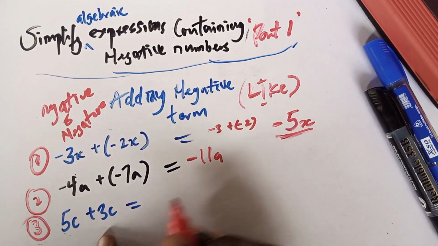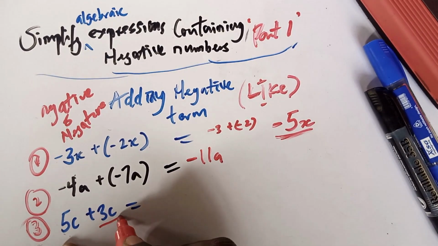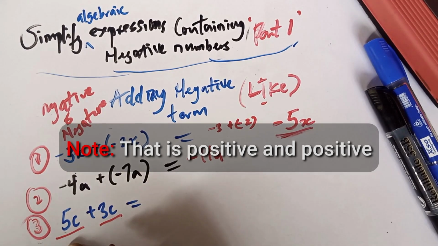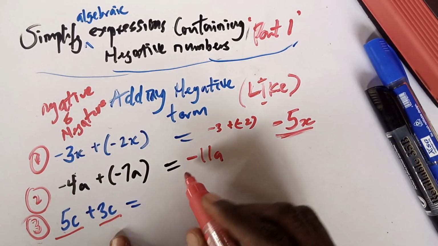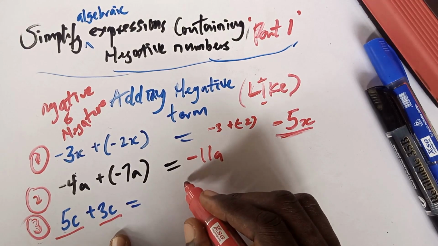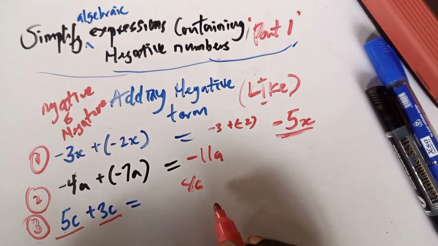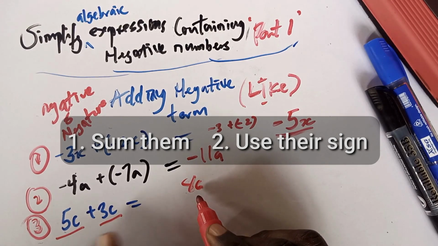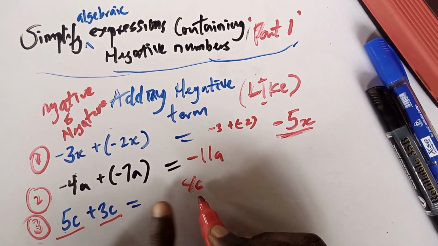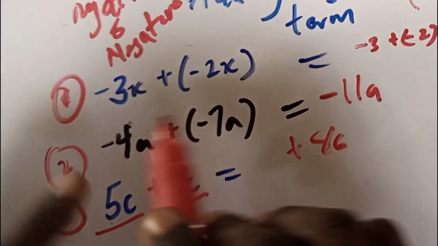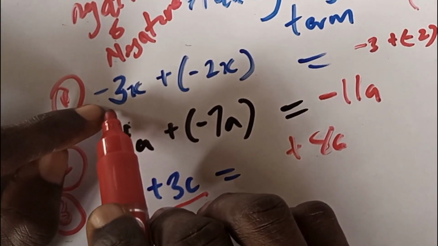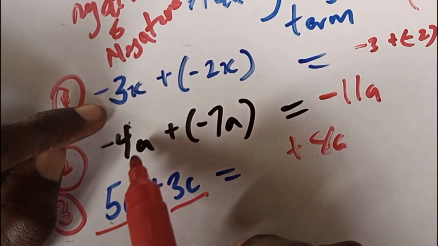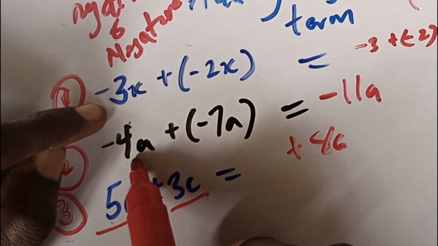The last one here is 3c plus 5c. This 3c is positive, and this 5c is also positive. Now they have the same sign, which means you are going to add them together, which is 8. That's 8c. And the sign of this answer, 8c, will be the sign of the terms that we added together, which is plus. So it doesn't matter whether the bigger number comes first or the smaller number comes first.